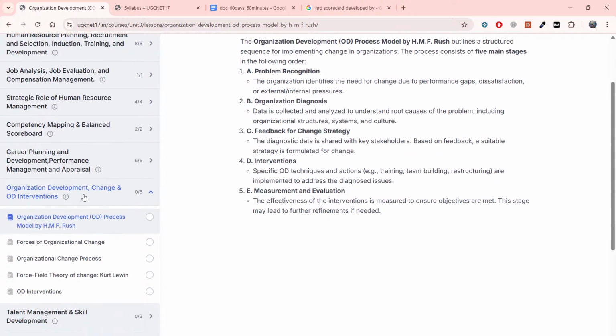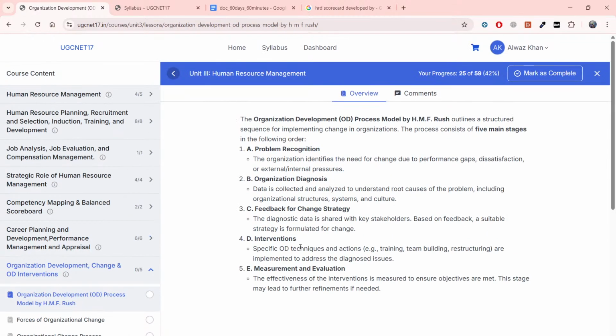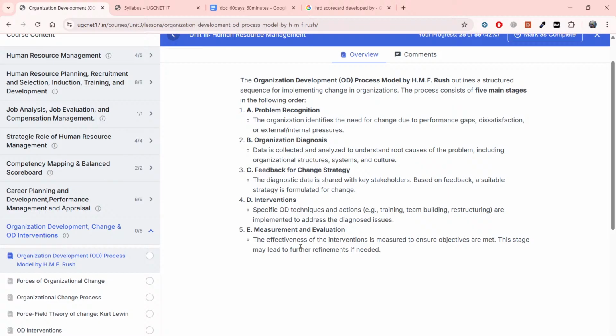Then comes organizational development, change in organizational development interventions. Organization development process model by HMF Rush. The organization development process model by HMF Rush outlines a structured sequence for implementing change in organization. It consists of five main stages. First, problem recognition, organization diagnosis, feedback for change strategy, intervention, measurement, and evaluation.